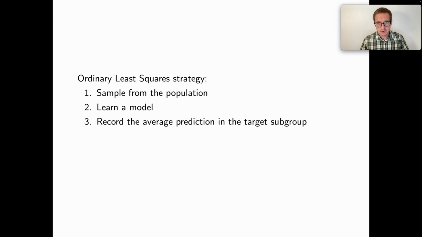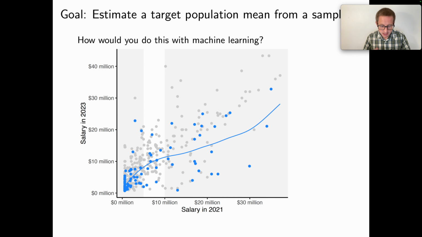So the ordinary least squares strategy, to recap, is to take our sample from the population, learn a model in that sample, and then predict for all the people in the population who we're interested in summarizing. We then just take the average over all those people. So this leads to a question, how would you do this with a machine learning model?